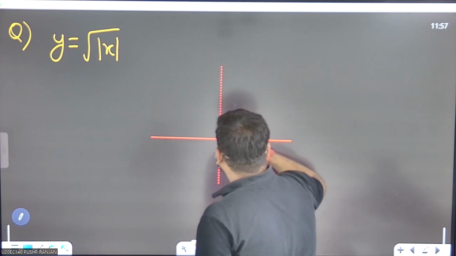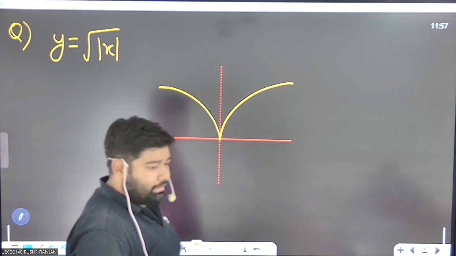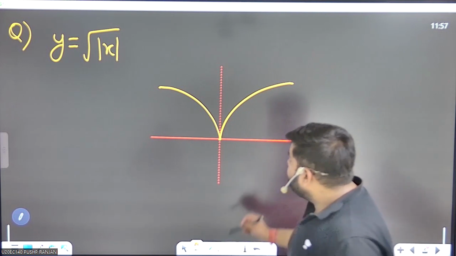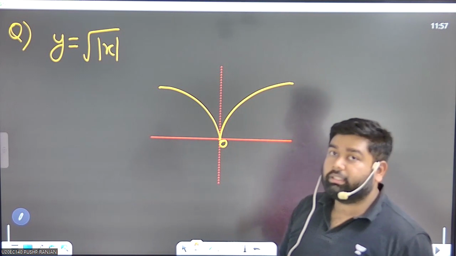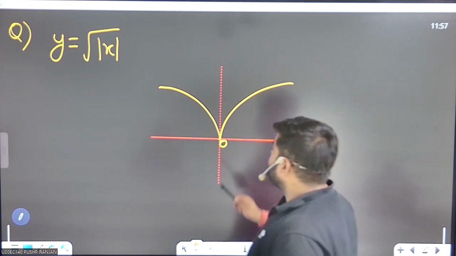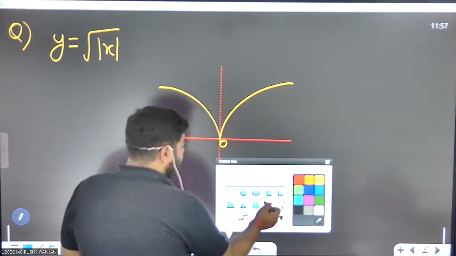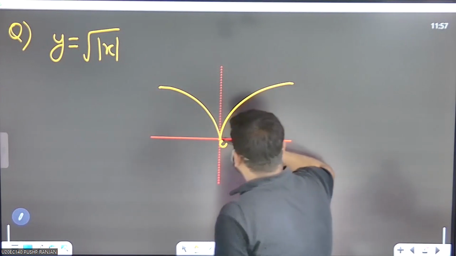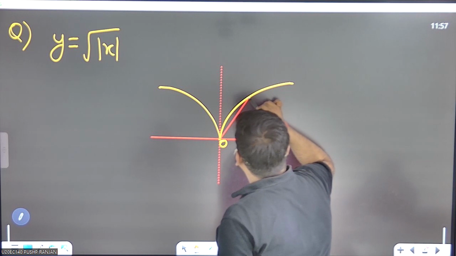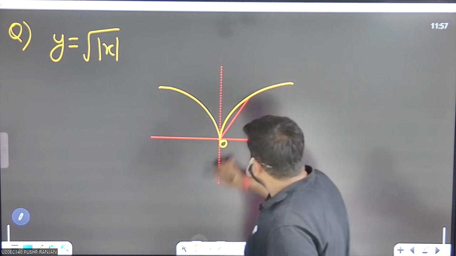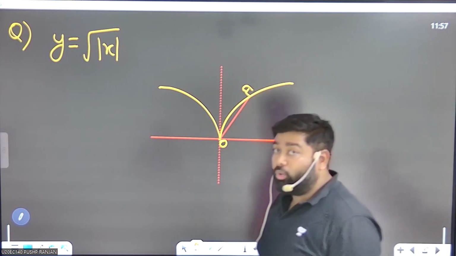See, this is the graph of y equals root mod x. And if we talk about the tangent at the origin, this is the point O. What we have discussed is, I'm going to take a secant OA over here, and I have to draw a tangent at the point O.